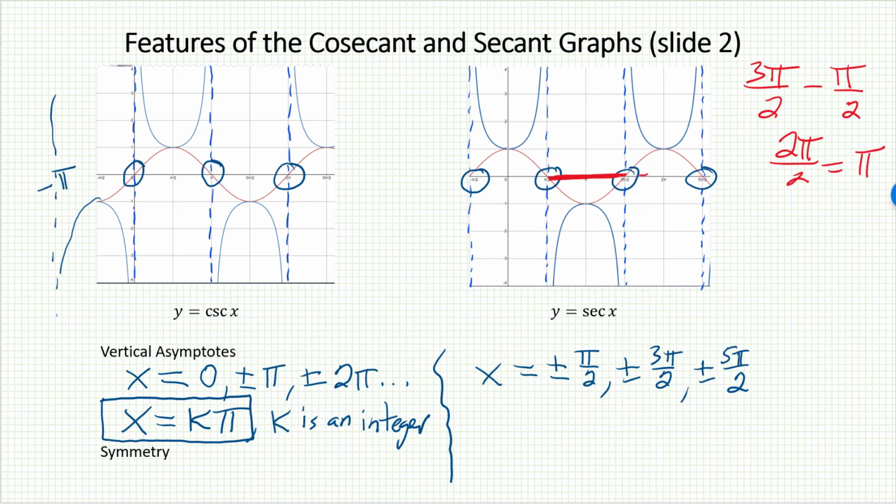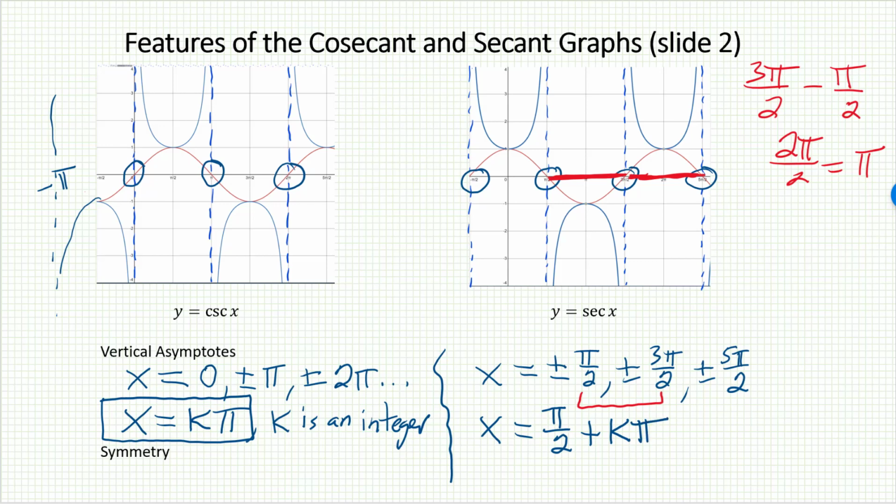So this distance between each set of asymptotes is pi. Well, I can use that fact to help me write a simple equation for all of these asymptotes. Simply take the simplest starting one, I think that would be positive pi over 2, the easiest one, and then from there add on multiples of that distance, that pi distance we just found.